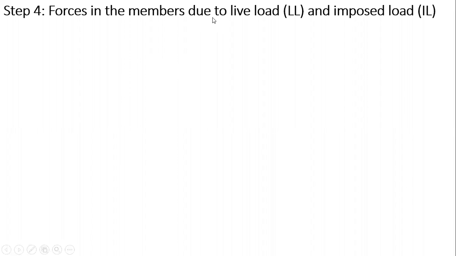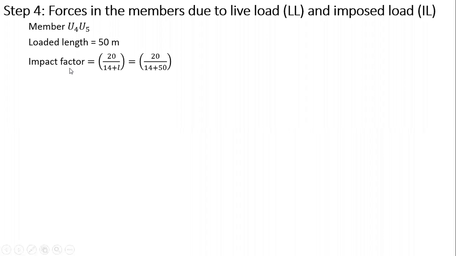Now I have to calculate the force in the member due to live load and impact load. First we calculate U4 U5. Loaded length is how much? 50 meter. Now I have to calculate the impact factor. Impact factor accounts for the impact load when the train is moving on the track. We have certain vibrations, so due to these vibrations we have to incorporate a load called the dynamic factor or impact factor. We increase the live load by a certain factor, called the impact factor. This is the formula for impact factor, and it is also given in the table.